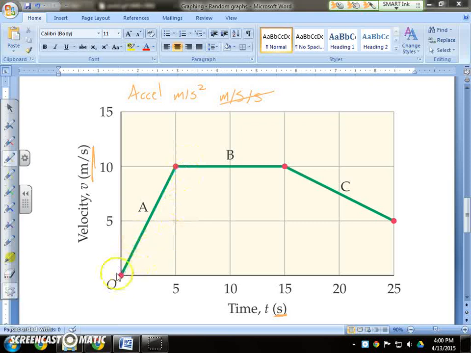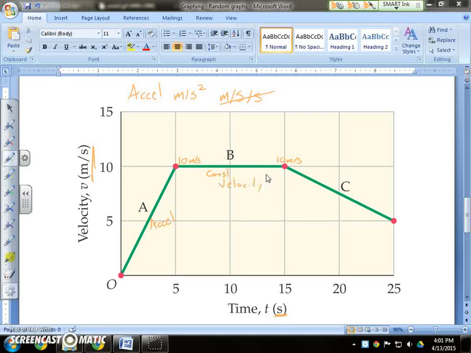We start off at 0 meters per second. Halfway through, we're at 5 meters per second. At the end, we're at 10 meters per second. We continue to increase speed. This whole thing right here is an acceleration. We then stop accelerating. We have not stopped, because at segment B, from 5 seconds to 15 seconds, we are moving at a constant velocity. We're moving at 10 meters per second. So this is 10 meters per second right here, and this is 10 meters per second right here. This is your constant velocity.